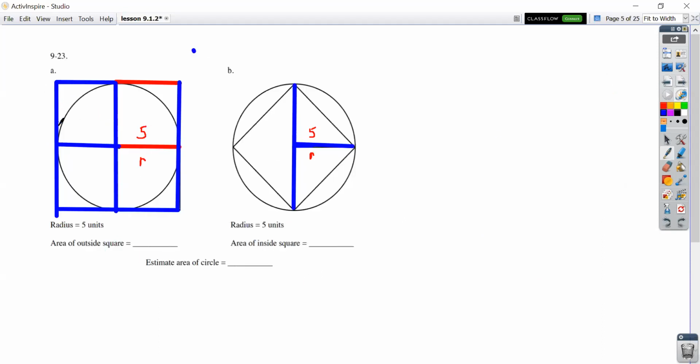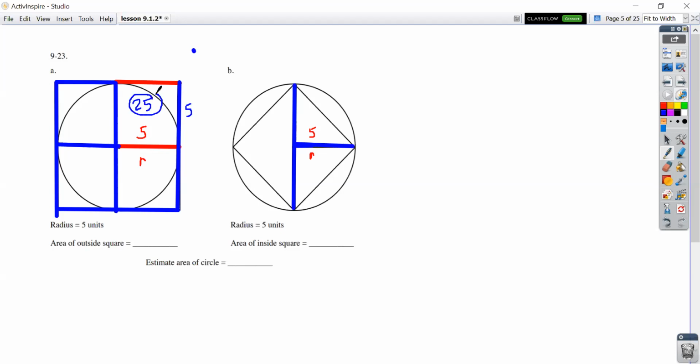So the bigger square stays outside of the circle. We know the radius is 5, okay? So I cut my biggest square into 4 little tiny squares. I have 1, 2, 3, 4. Each little tiny square goes by 5. The length of the square is 5. Another length is 5. So the area is 5 times 5, 25.